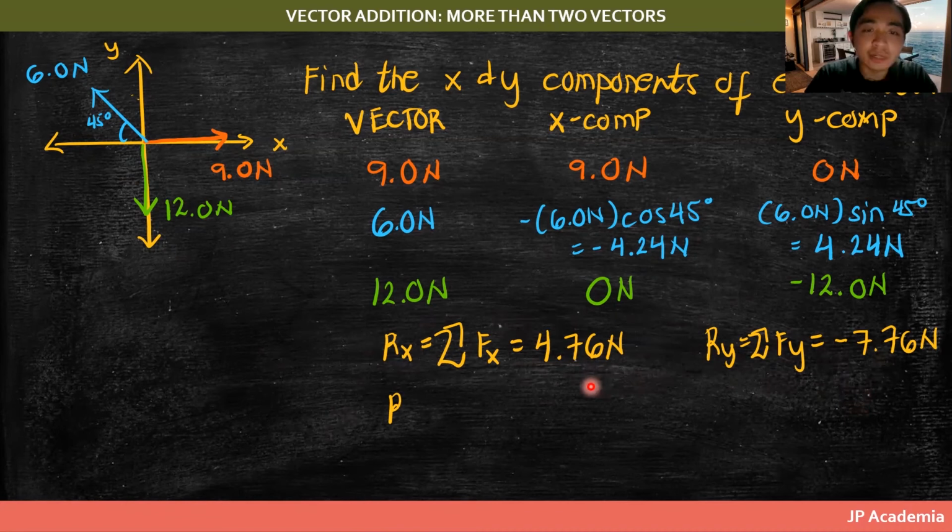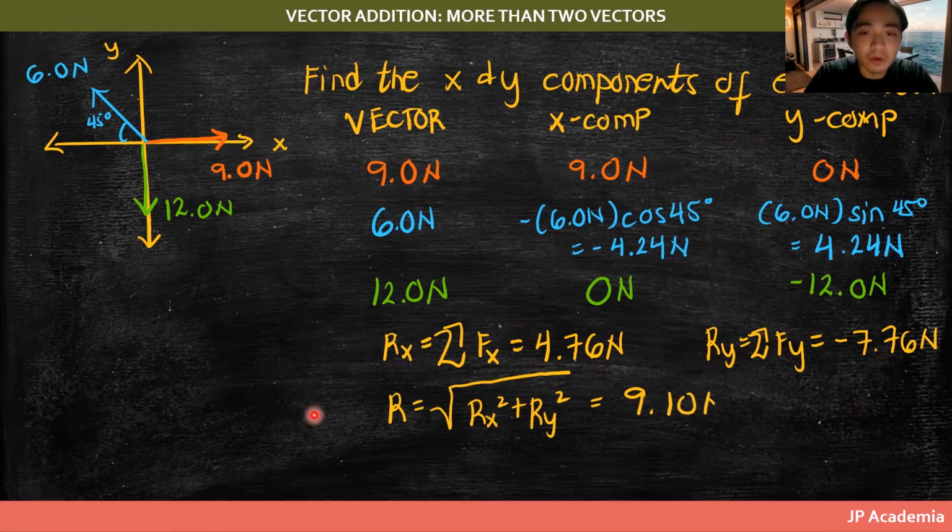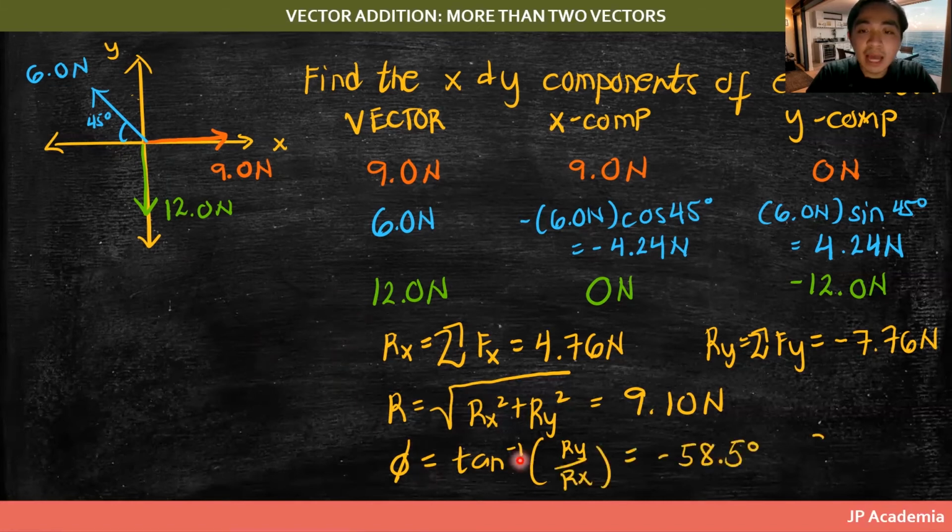Pagkakuha mo ng components ng resultant vector mo, pwede mo na kunin yung magnitude ng resultant vector R mo. So gamit ang formula na to, which is based lang sa Pythagorean theorem. So you have 9.10 newtons for the magnitude. For the phi, we have here negative 58.5 degrees, or kung gusto mo makuha yung relative doon sa positive x axis, tapos you have here clockwise na direction, yung pag ganun. Kasi itong negative 58.5, ito yung angle phi na pababa. So somewhere nandito ang ating resultant vector.